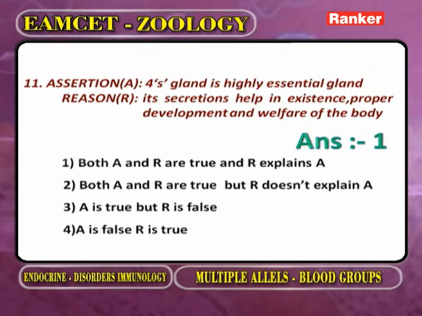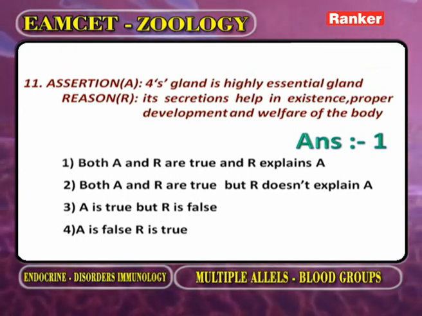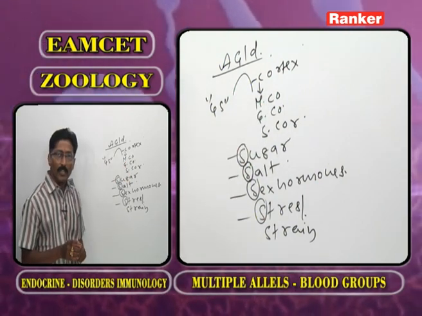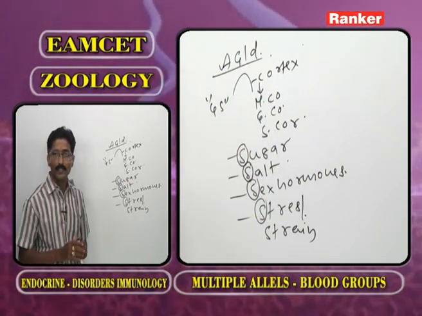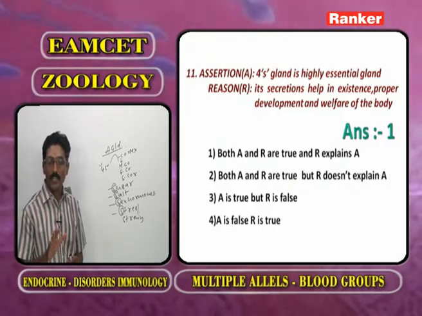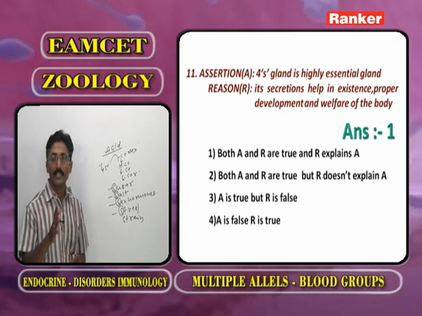Assertion: 4S gland is a highly essential gland. Now again we have to observe the assertion. 4S gland. What is the 4S gland? That is called the cortex. The cortex secretes what type of hormones? Mineralocorticoids, glucocorticoids and sex corticoids. Here we are asking about the assertion: 4S gland is a highly essential gland.